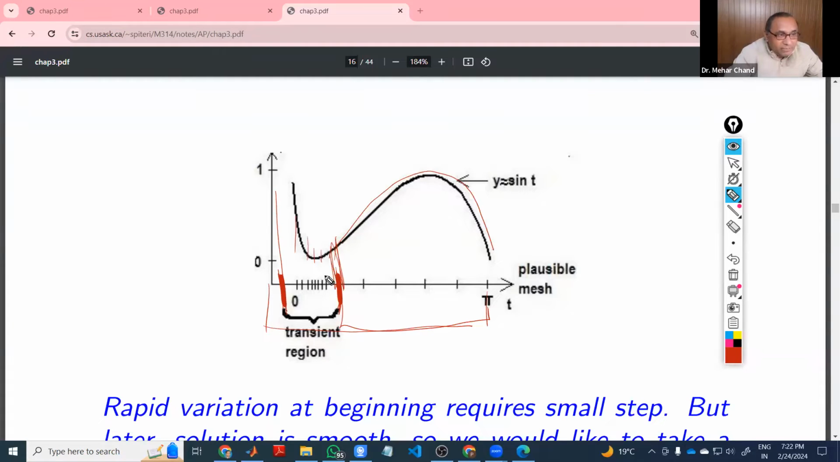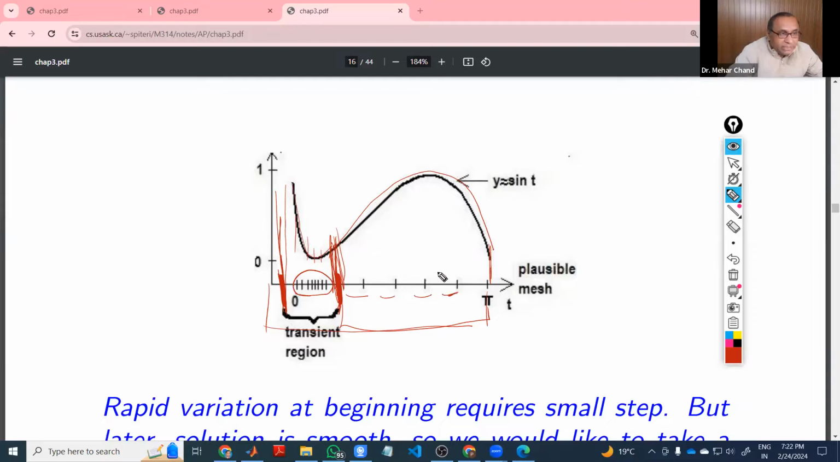Stiffness means a big change in the graph over a small step. Here, from this interval to this interval, you can easily observe there is a big change in the graph, but after that we have a small change. So for the stability of this part which I highlighted, we have to take very small step sizes, as you can see. But after that the graph is smooth, and we can take large steps.